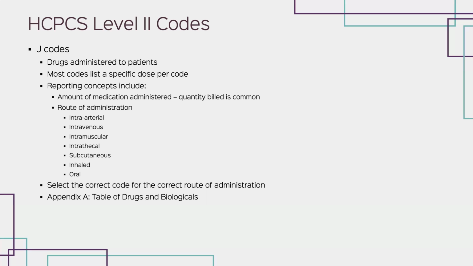Now, you do have an appendix for the table of drugs and biologicals that will help you find the drug code, and you can look it up by either the generic or the brand name. As always with your index, you never want to code directly from the table, but you always want to make sure that you validate that code within the tabular list.